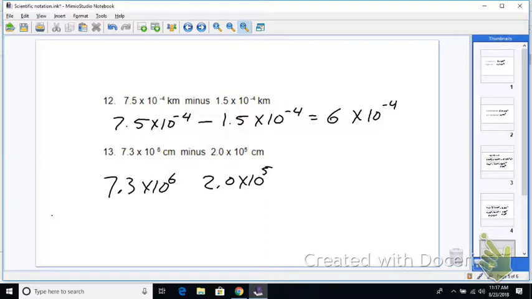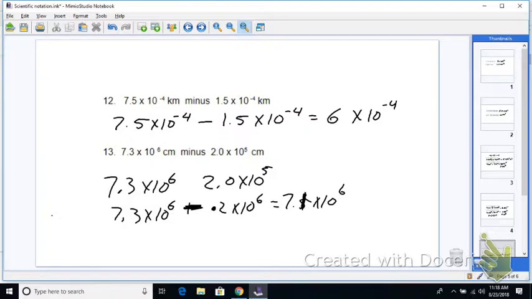So let's say that we decide to change this one to this exponent. It would become 0.2 times 10 to the 6. So it would be 7.3 times 10 to the 6 plus 0.2. So my answer is what? 7.5 times 10 to the 6, correct? Oh, we're subtracting, duh. Okay, so it would be 7.1. Yeah.